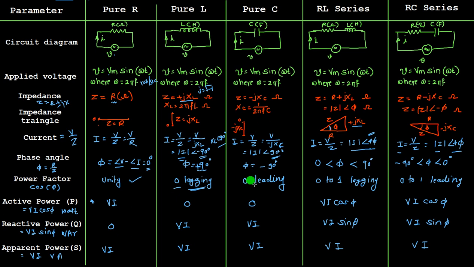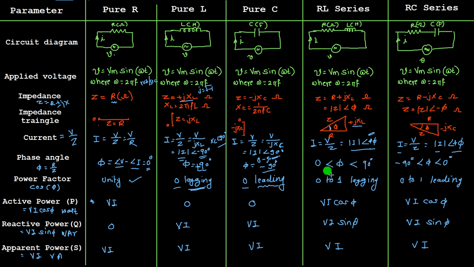In this, how will the capacitance C be calculated? This will give phi equal to minus 90, because the angle of voltage is 0 and the angle of current is 90, so it gives minus 90. And cos of minus 90 is also 0, but we mention that it is leading, so it is understood that this is a capacitive circuit.